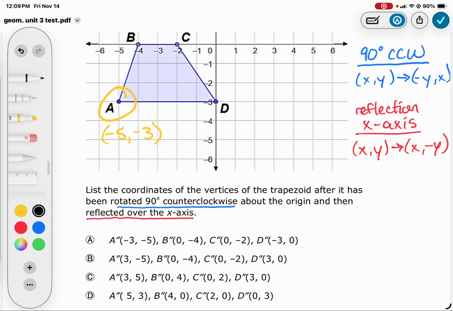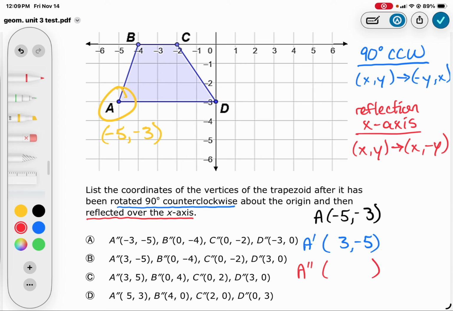First of all, let me write out A: (-5, -3). The first transformation, the 90 degrees counterclockwise, tells us to switch the x and the y and make y its opposite. So instead of negative, it's going to be a positive. After the first transformation, our A becomes (3, -5).